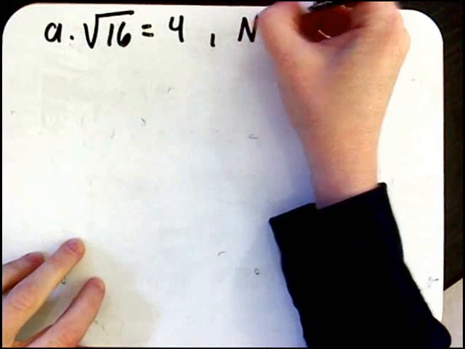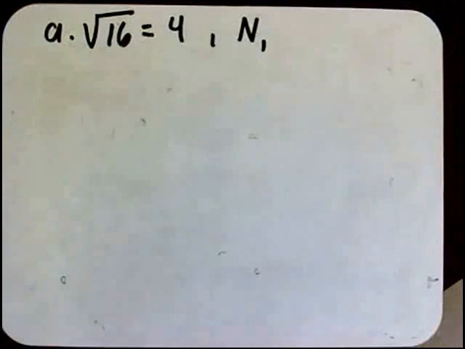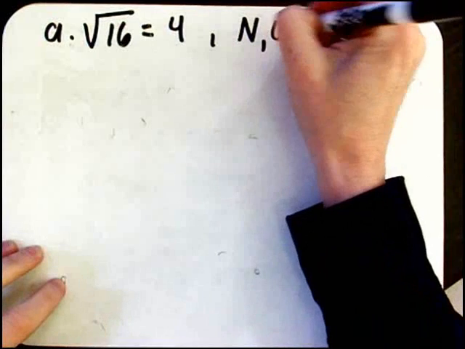So we label it as N for natural. Now let's go one ring out on our Venn diagram. It says the whole numbers. 0, 1, 2, 3, 4. Yes, it falls in there as well.